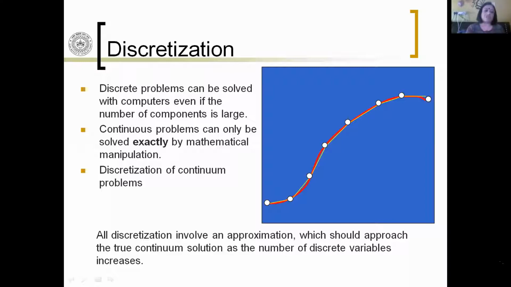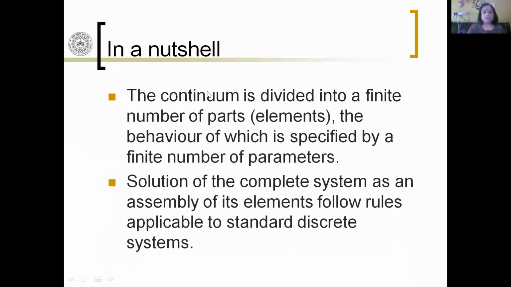So this is about discretization and continuum. In a nutshell, the continuum is divided into a finite number of parts. These parts are called elements, and the behavior of each element is specified by a finite number of parameters. So you take each element and you try to describe its behavior by a finite number of parameters. And then the solution of the complete system is obtained as an assembly of the elements following the rules applicable to standard discrete systems.